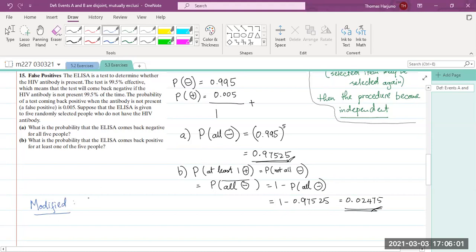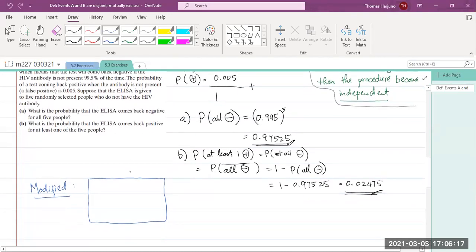Okay, now suppose you have a group of people, let's say a group of 1,000 people. All of them don't have antibody. However, out of these 1,000 people, 5 of them tested positive, 995 of them tested negative. Okay, let's say we have this group of people. Now, you select 5 people from here.